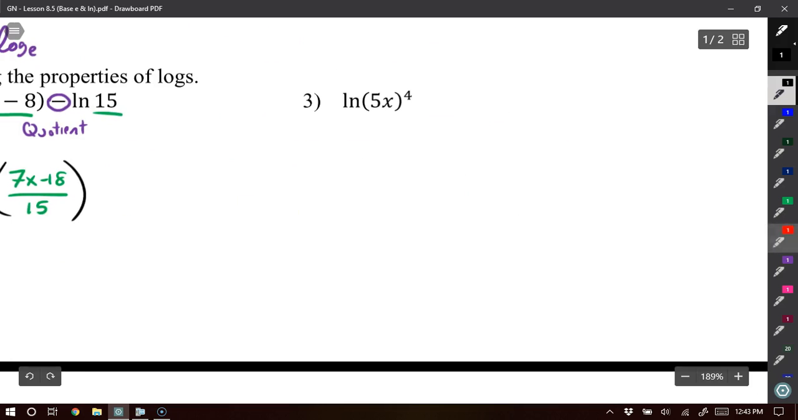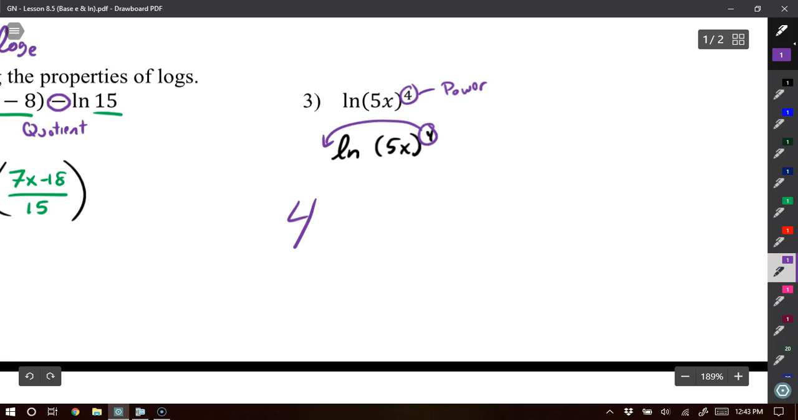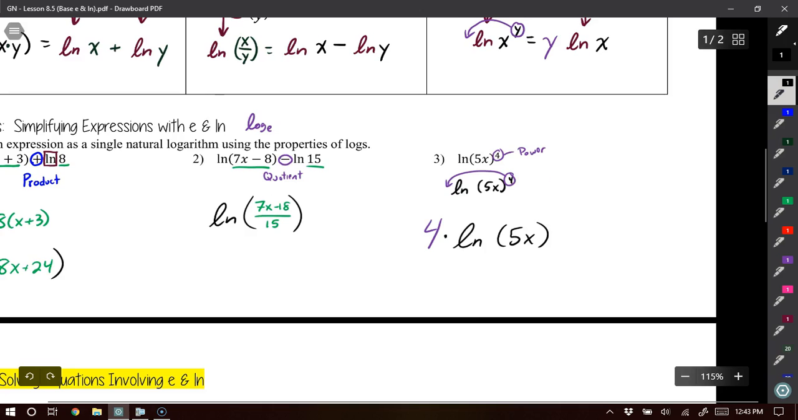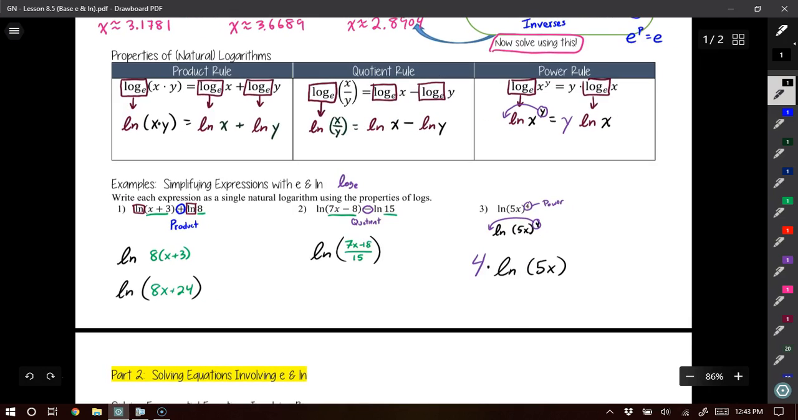And this one is your power rule. So we can see I have this power here, and we can't have that. So what we're going to do is take that 4th power and bring it down in front. So it's going to be 4 times the natural log of 5x. And so those are your properties of logs.